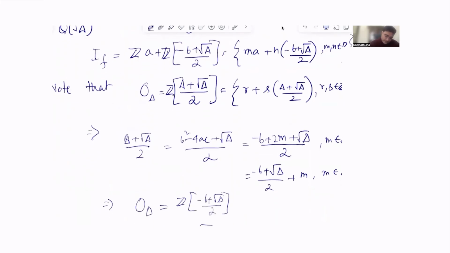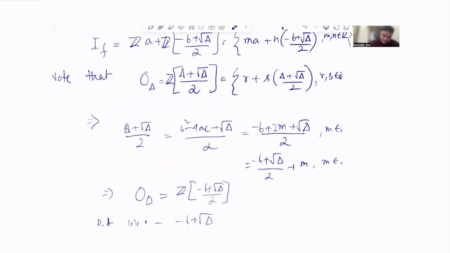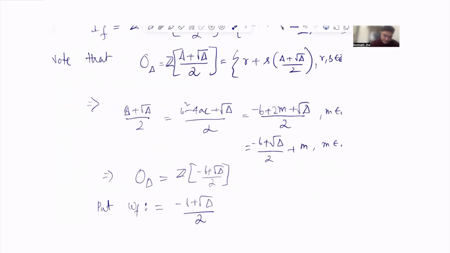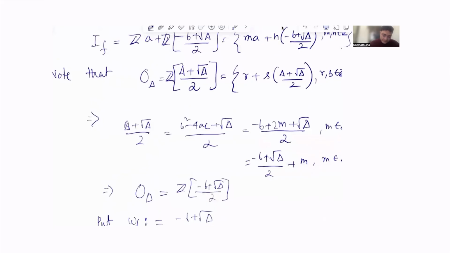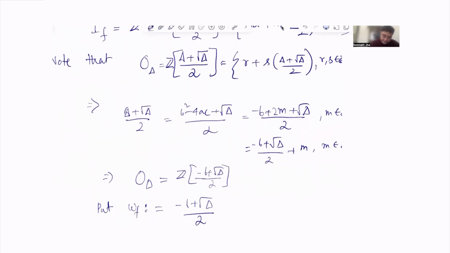So it is minus b plus 2m by root delta. I can write it as minus b plus 2m by root delta by 2. So minus b plus root delta by 2 plus m in Z. So basically I'm saying the ring of integers can also be represented by b square minus 4ac. If b square minus 4ac is even, I can write it as minus b plus 2m plus root delta by 2. So it is minus b plus root delta by 2 plus m, right?